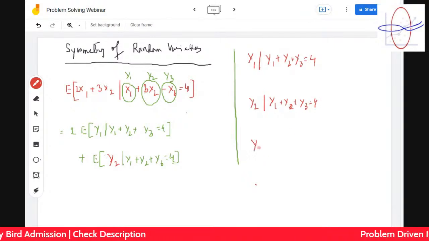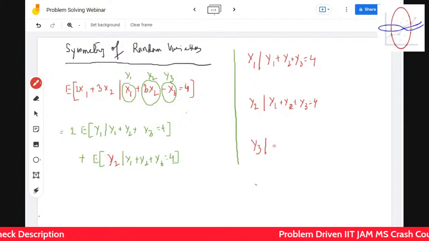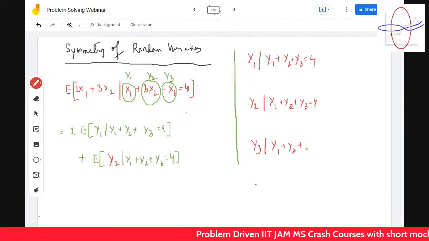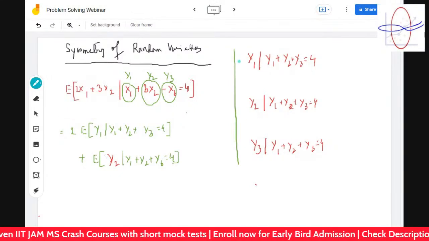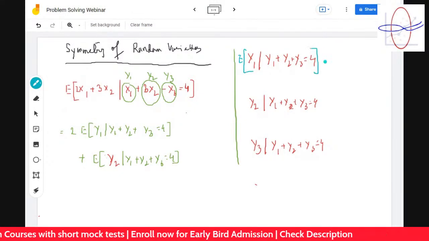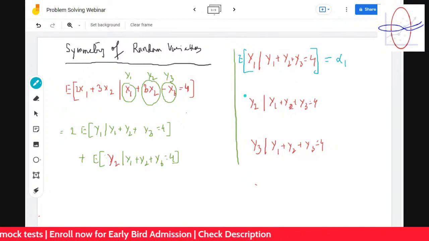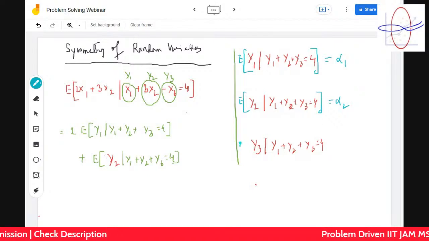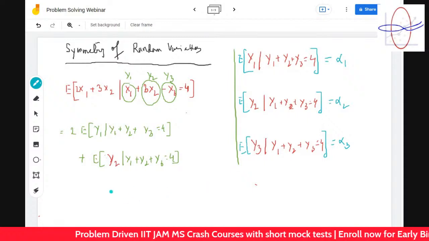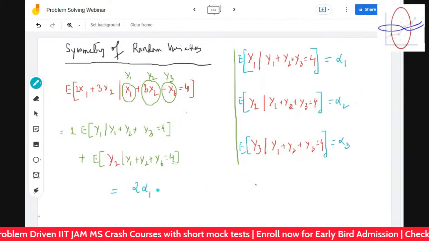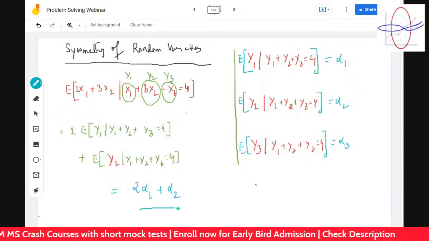Okay, and there is y3 also. So there is no y3 over here. Y3 given y1 plus y2 plus y3 is equal to 4. Okay, so understand this very carefully. If we take the expectation of all of this, let's call it alpha 1, the expectation of this alpha 2, and the expectation of this alpha 3. Okay, so we are required to find out what? Twice alpha 1 plus alpha 2.